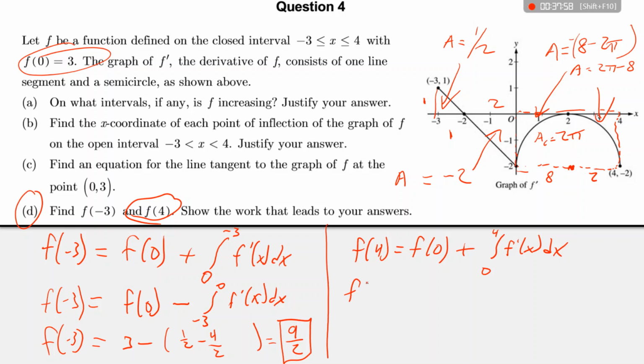Okay, so f of 4 is our start point, which was 3, plus 2 pi minus 8. Okay, 3 minus 8 is -5, so that's 2 pi minus 5. That should be our y value for f of 4. Any questions on what we did? No. Okay.